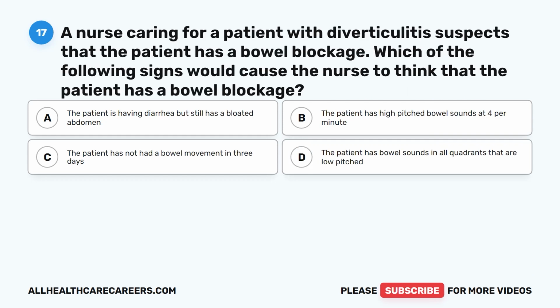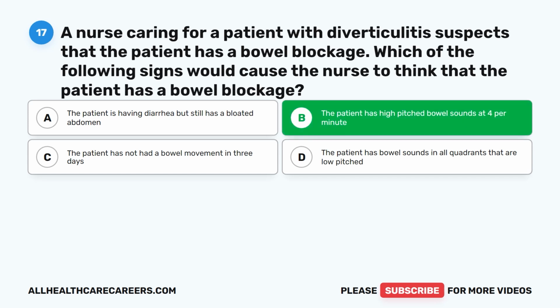Question 17. A nurse caring for a patient with diverticulitis suspects that the patient has a bowel blockage. Which of the following signs would cause the nurse to think that the patient has a bowel blockage? A. The patient is having diarrhea but still has a bloated abdomen. B. The patient has high-pitched bowel sounds at 4 per minute. C. The patient has not had a bowel movement in 3 days. D. The patient has bowel sounds in all quadrants that are low-pitched.